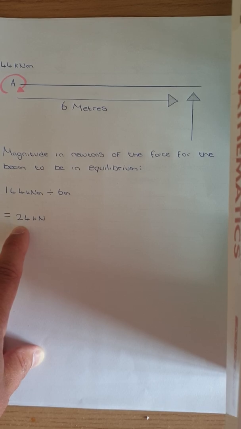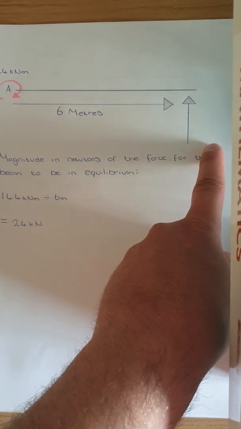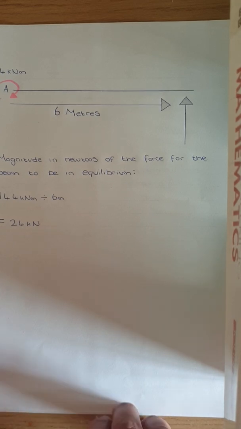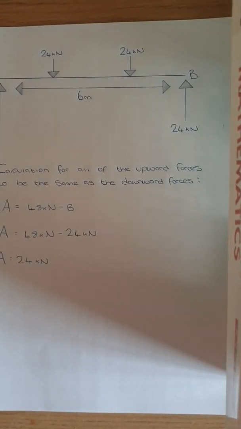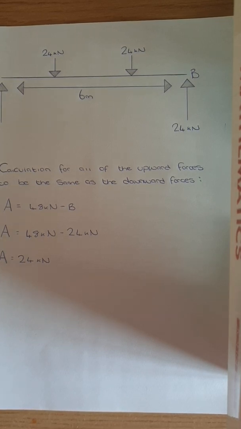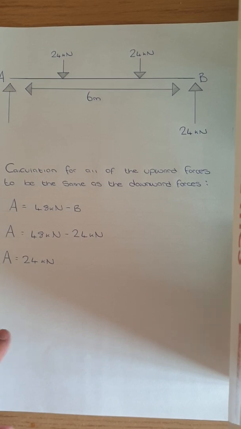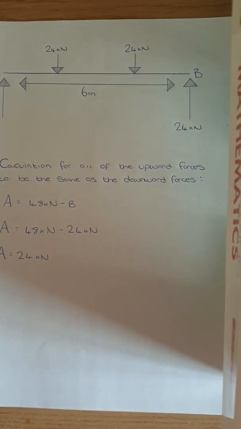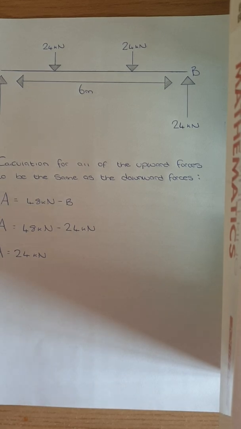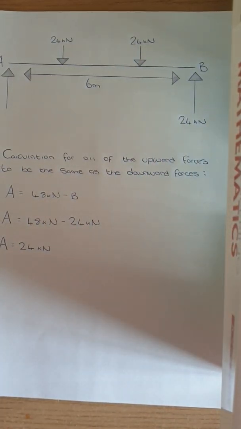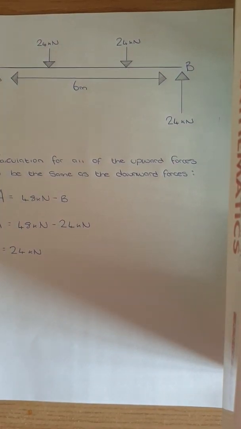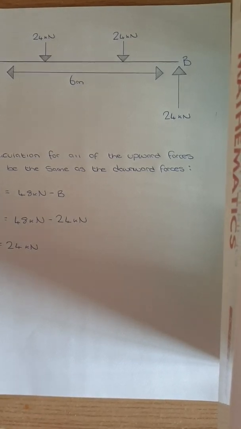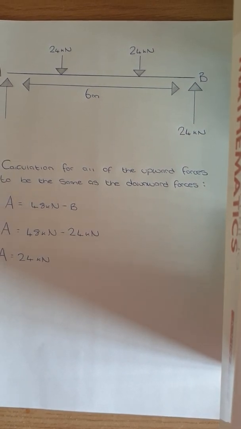Okay, so the magnitude of the force pushing up on the right hand side here is 24 kilonewtons. Now this means that the beam will not rotate. But as we can see, we have 24 kilonewtons pushing down and 24 kilonewtons pushing down, which is 48 kilonewtons, and only 24 kilonewtons pushing up. Now the 48 is greater than the 24, and we need all of the forces upwards and downwards to be the same.